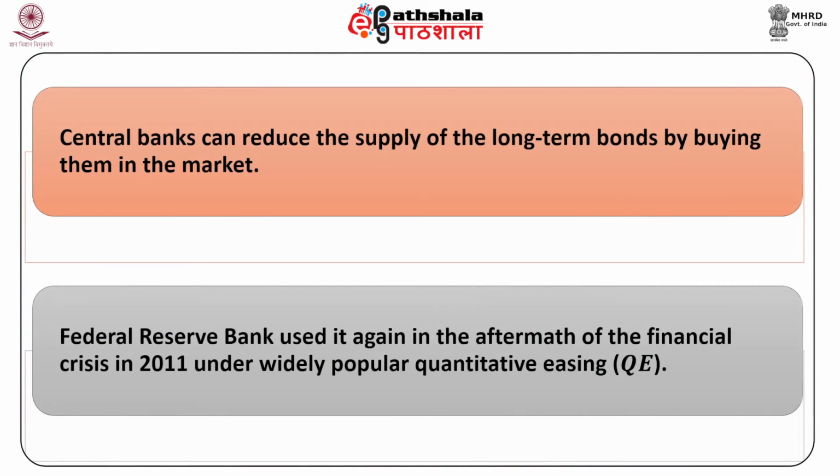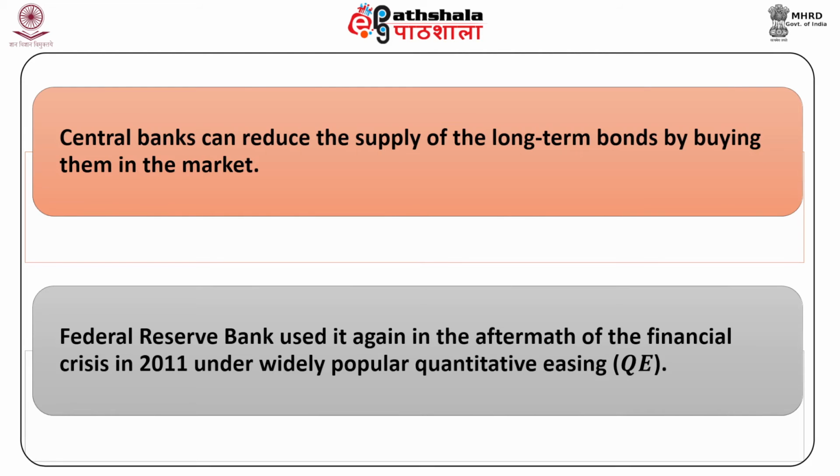Central banks can reduce the supply of the long-term bonds by buying them in the market. This significantly reduces the duration risk of the investors and thus reduces the yield of long-term bonds in comparison to the short-term bonds.